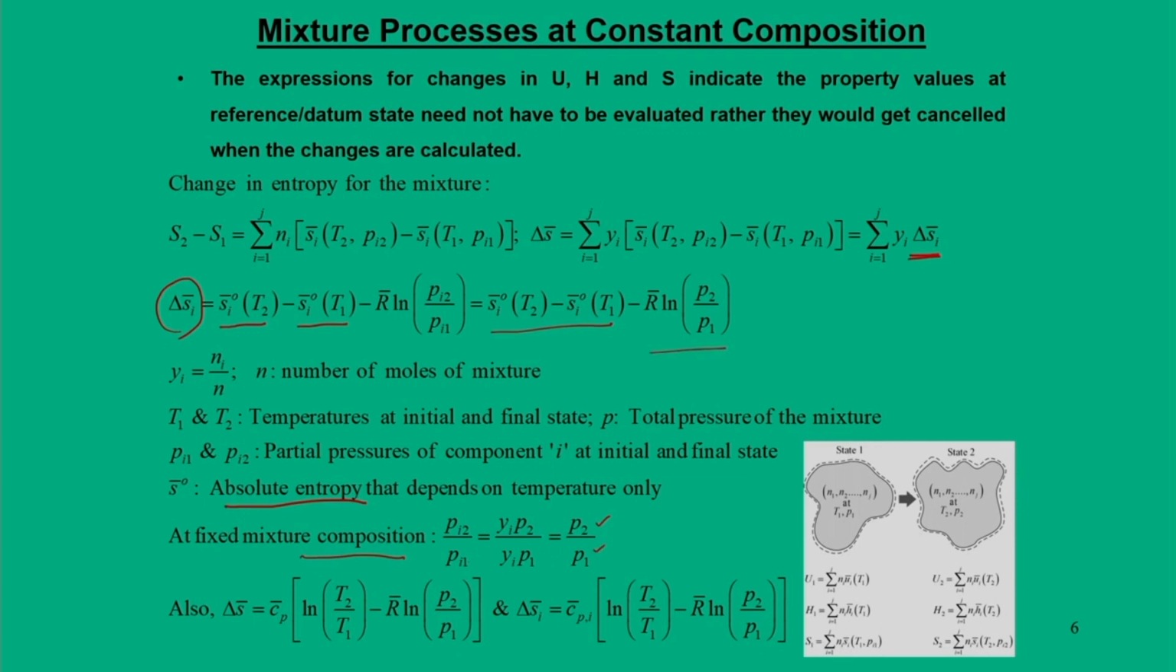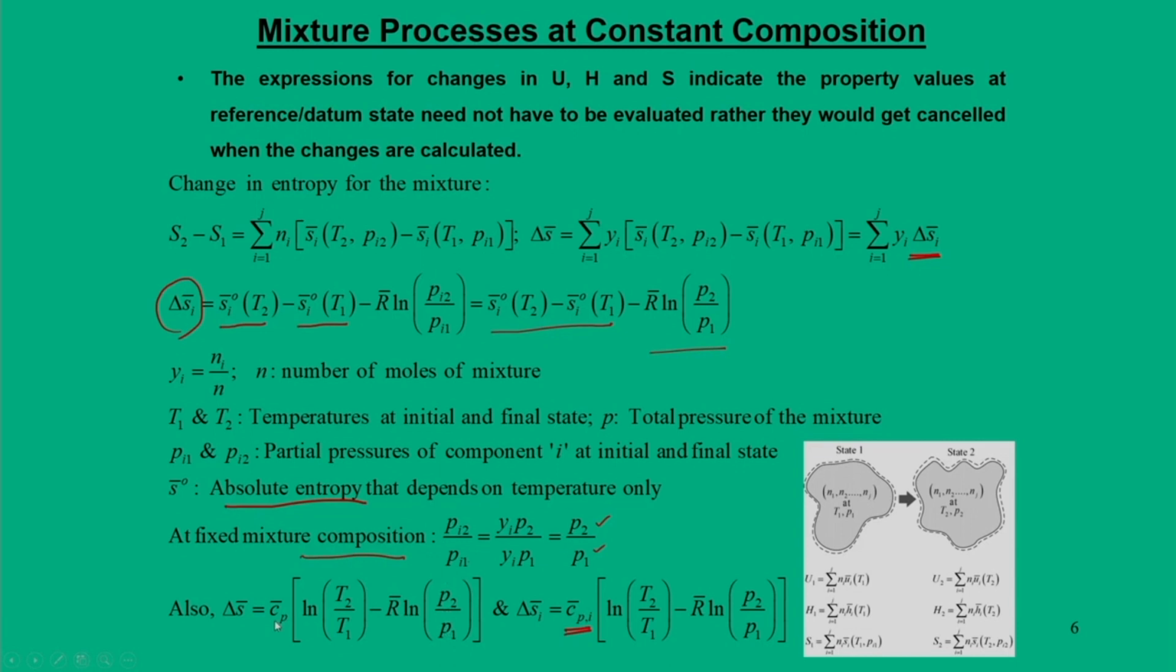This is one way of evaluation. The other way of evaluation is that we can also calculate the same things through Cp calculations. So delta S, by definition, entropy change is Cp times ln T2 by T1 minus R ln P2 by P1.